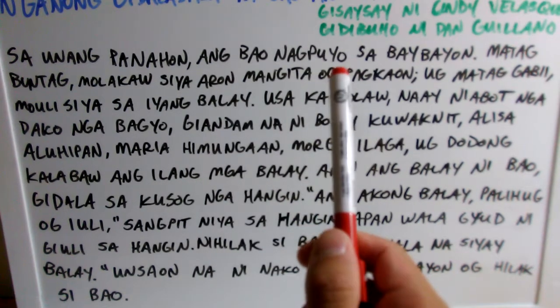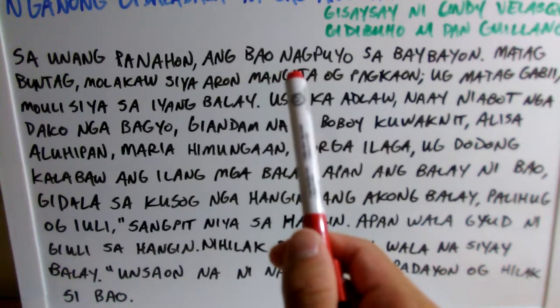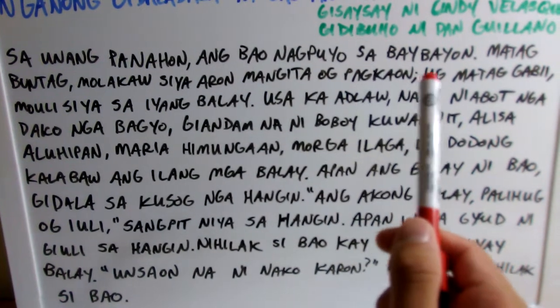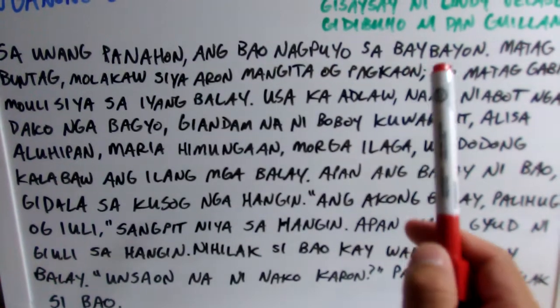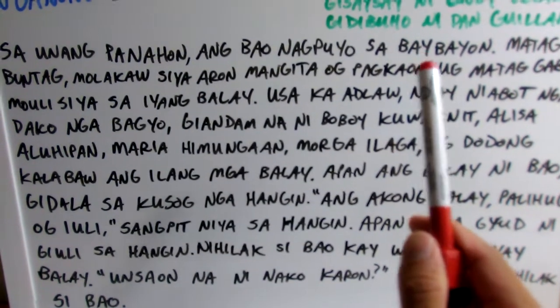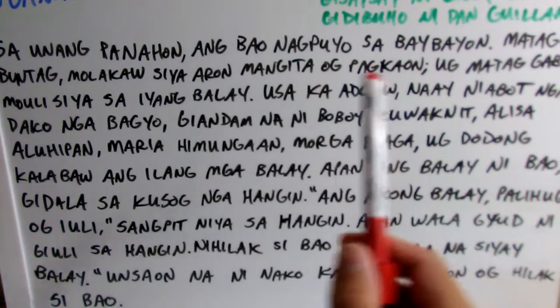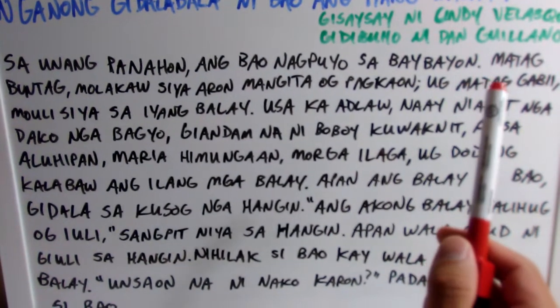Puyo means is the verb to live or to reside. So ang bao nagpuyo sa baybayon. The turtle lived in the seashore side. Baybay is the word for beach. Baybayon means seashore or the seashore side. So there was a turtle that lived in the seashore side for the first time, right?